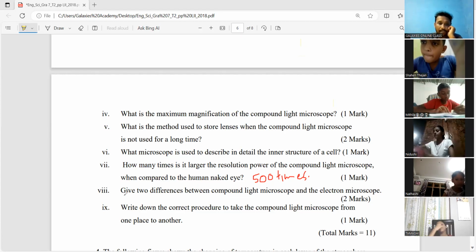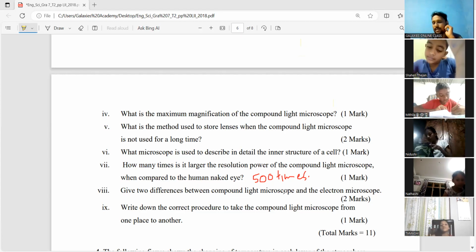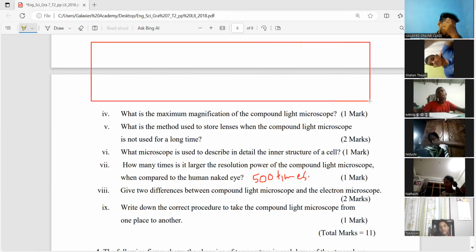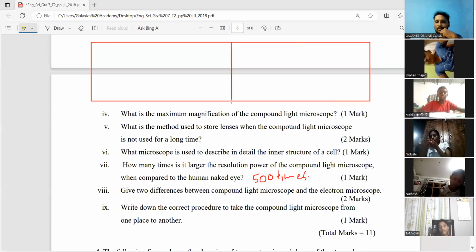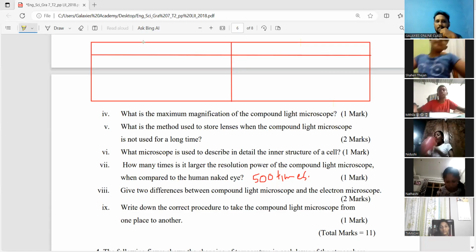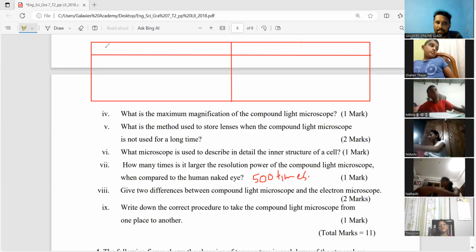Right, then next part given, you have to write the differences between the compound light microscope and electron microscope. You can use a table to do it. Draw a two-column table. In the first column write down compound light microscope.